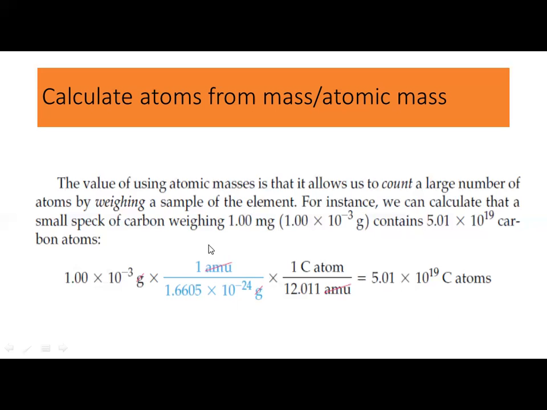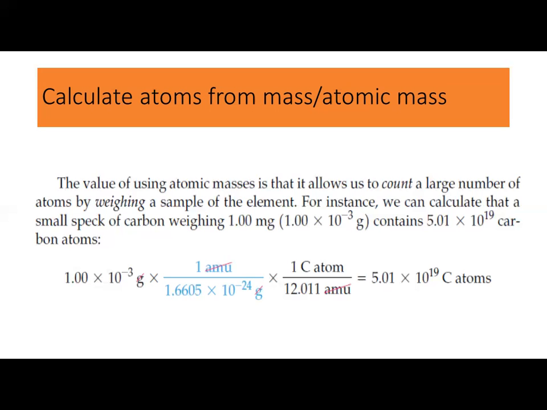The first one will remain constant. This is not going to vary from element to element or from atom to atom, because this is the standard conversion: 1 AMU is equal to 1.66 exponent minus 24 gram. Only this second one is going to vary, and it depends on which element you are calculating the number of atoms for. If it is carbon, then the atomic mass unit of one carbon atom is 12. This is the atomic mass, or the average atomic mass, we calculated in the previous slide.